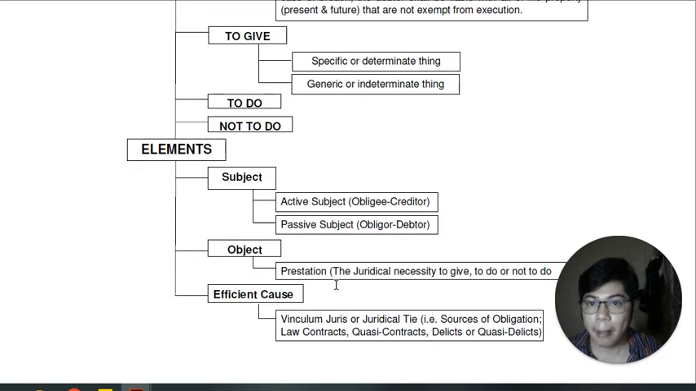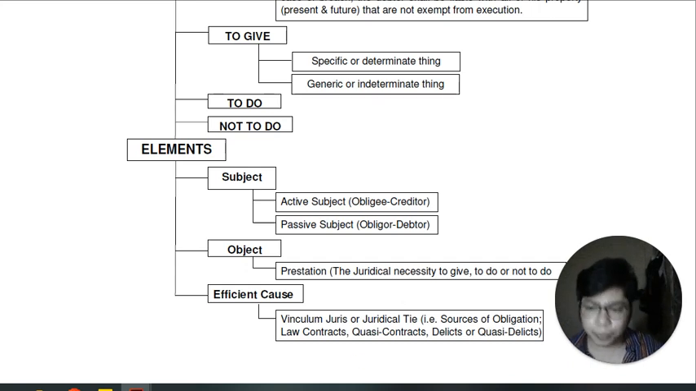Next is the efficient cause. The efficient cause, or the vinculum juris or the juridical tie. Actually, these are the sources of obligation, which I think would be discussed on Article 1157 or 1158. So, these are the sources. How did you come to have an obligation? Because of law, because of contract, because of quasi-contract, delicts or quasi-delicts.